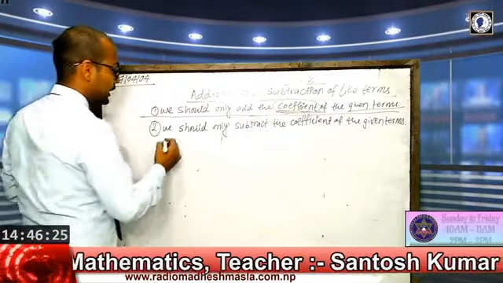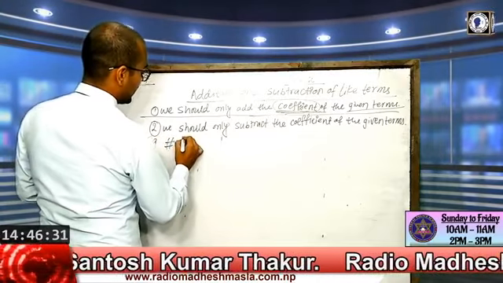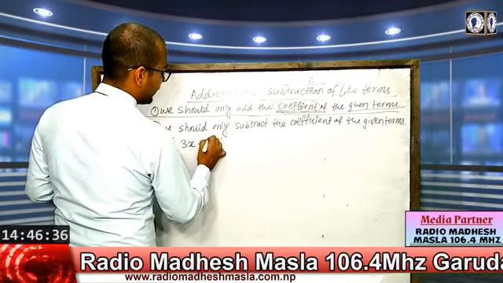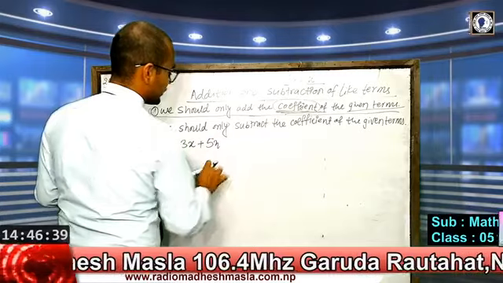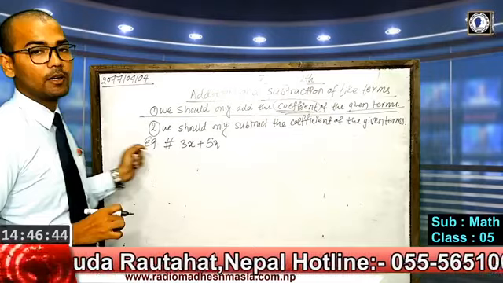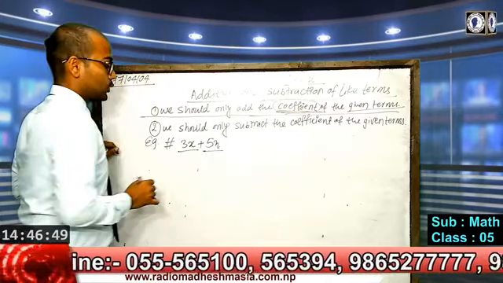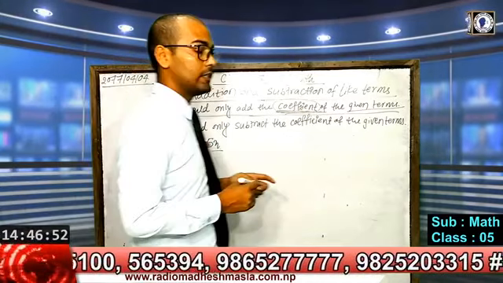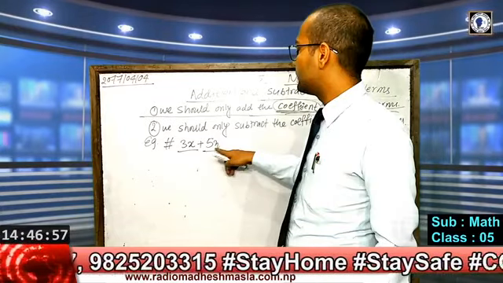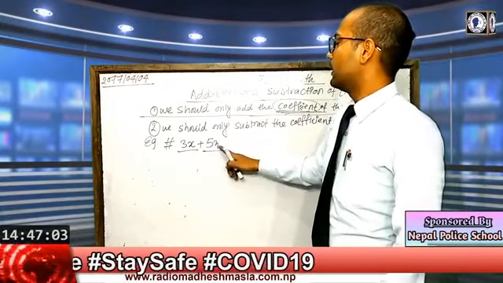So suppose, students, sometimes the question is like this: 3x plus 5x. Be careful here and listen carefully. We have been given 3x and 5x. As a first step, if it is possible, we should identify or find the coefficients of the given terms, if they are like terms.